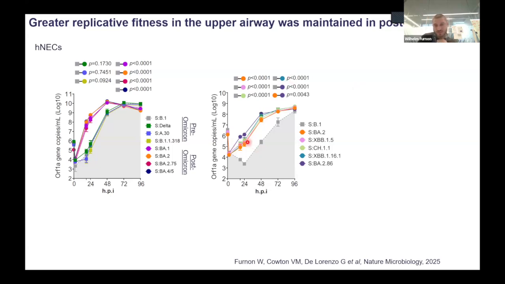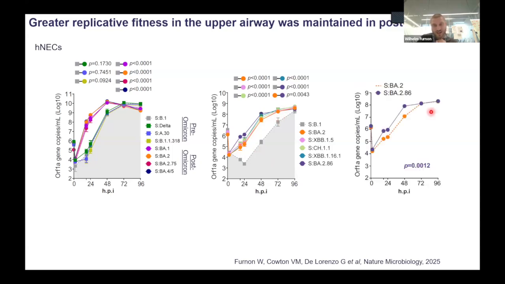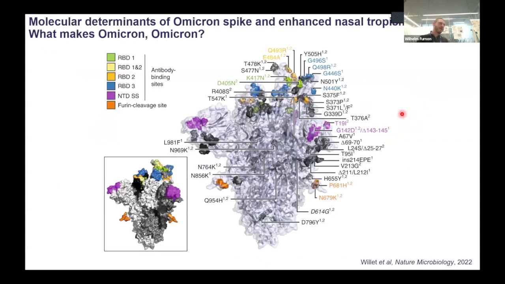And indeed, when you look at all these spikes, they all maintain this greater replicative fitness in those cultures. More interestingly, they were all the same until the BA.2.86 spike, which did show another level of advantage over BA.2, the parental strain at the time. Now we all know that BA.2.86 was the seeder of JN.1, which took over after also acquiring mutations to evade antibody immunity.